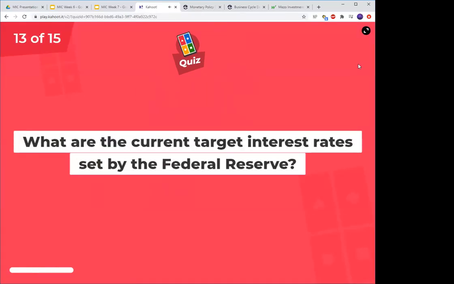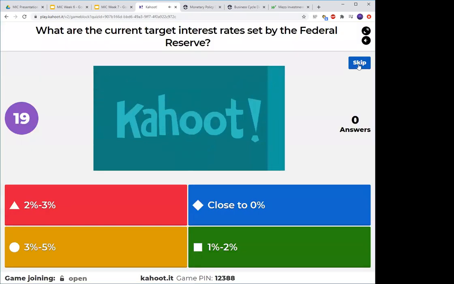All right, question 13. What are the current target interest rates set by the Federal Reserve? And now think about what is happening as of right now, and then I think you all will have a general idea of what the interest rates might be.